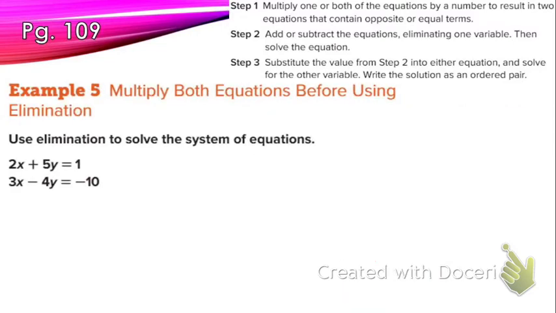So in the book, it has you multiplying the first one by 3 and the second one by 2. That's not what I want to do, okay? What I want to do, I want you to multiply the first one by 3.